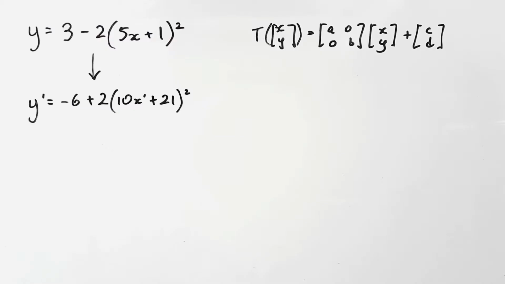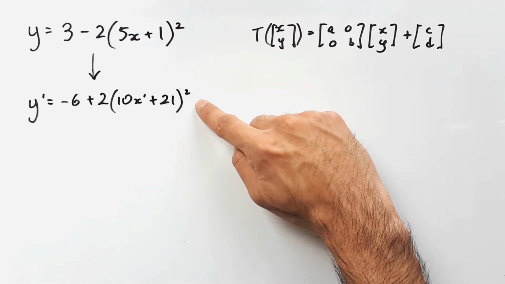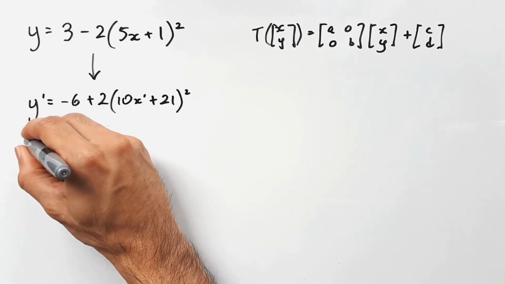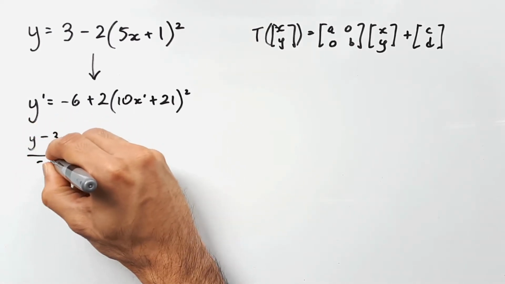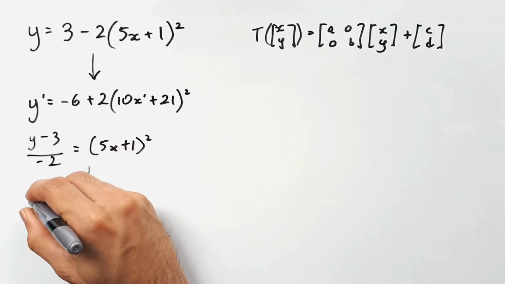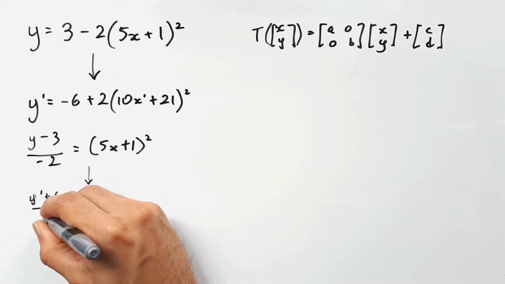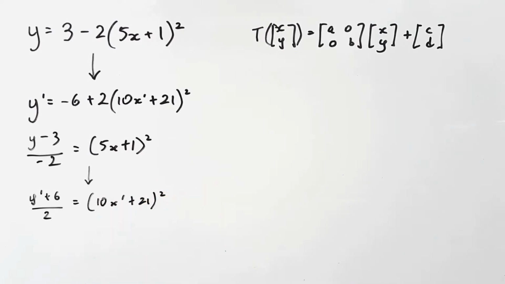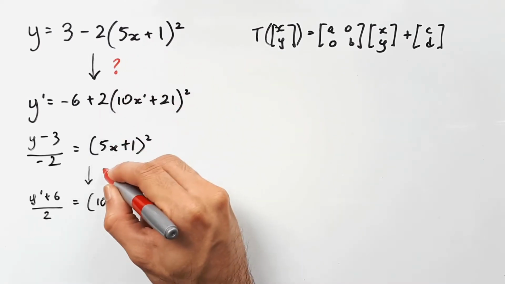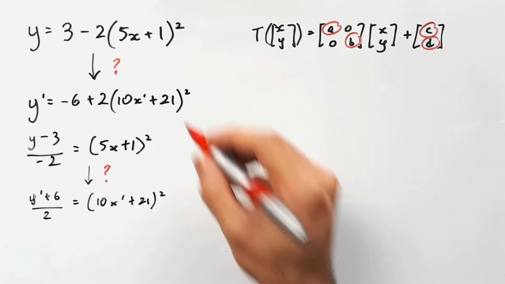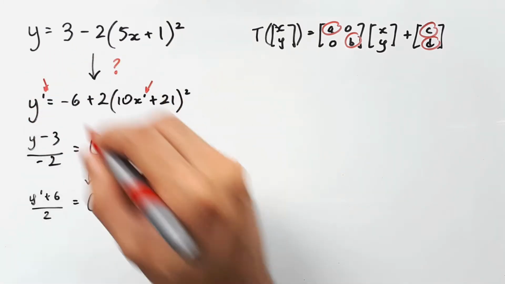Now essentially this is the same as finding the sequence of transformations. So the first thing you want to do is rearrange your pre-image and image equations such that everything to do with the y value is grouped on the left side. And so your pre-image would be (y minus 3) over negative 2 equals (5x plus 1) squared. And your image equation is (y dash plus 6) over 2 equals (10x dash plus 21) squared. Now, as I said before, they're trying to find out what the sequence of transformations is by simply finding out these values. And sometimes they won't give you these dashes, so make sure you include them.